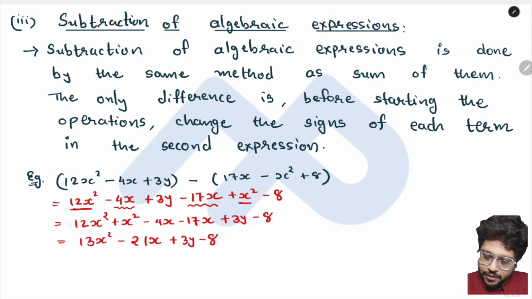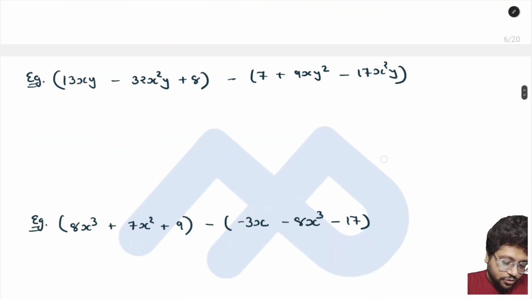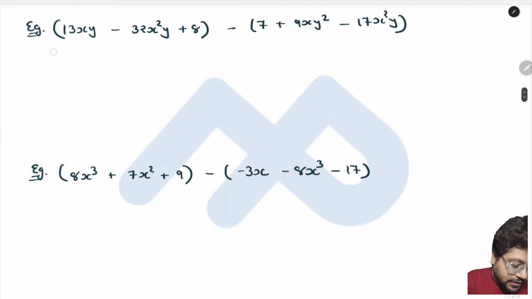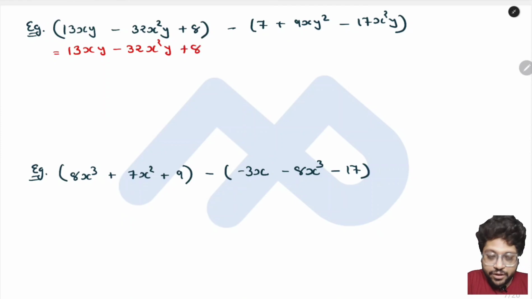Clear? So subtraction of algebraic expression is more or less the same as the addition of algebraic expression, just while opening the brackets, if there is a negative sign before the bracket, change the sign of each term. Clear? Let's see other two examples. Yeah, so this first algebraic expression, before the bracket there is no sign, so it is considered as positive sign. Don't change the sign of any term in the first expression, so that is 13xy minus 32x square y plus 8 as it is. Now you see the second expression, because there is a negative sign before that, I'll change the sign of each term inside the bracket.